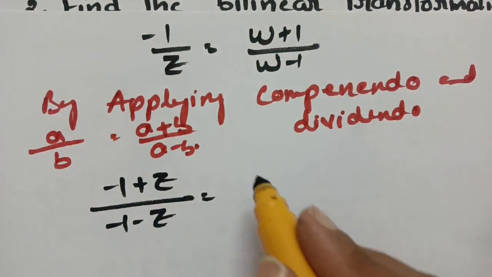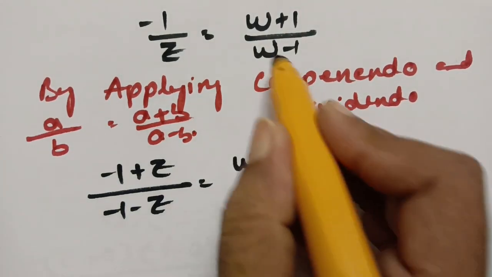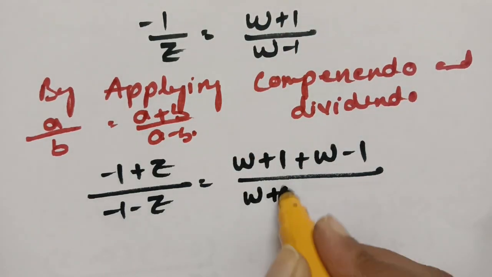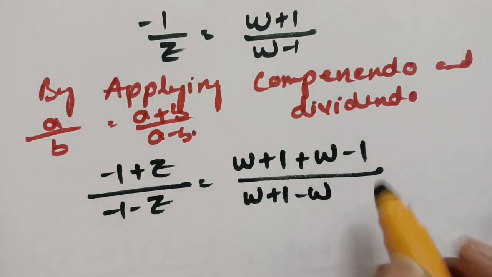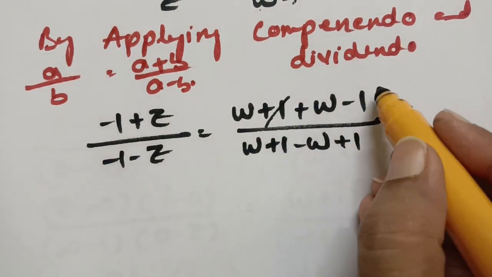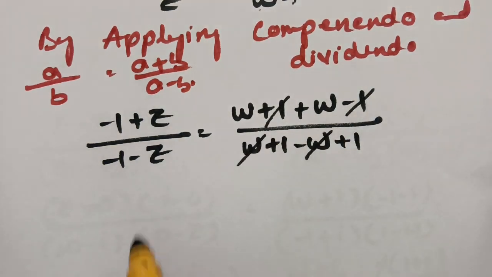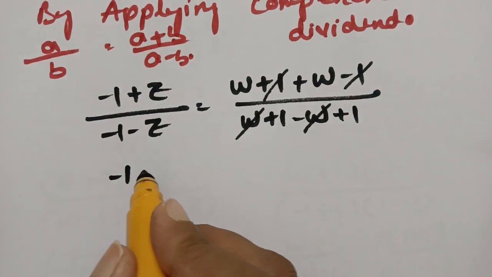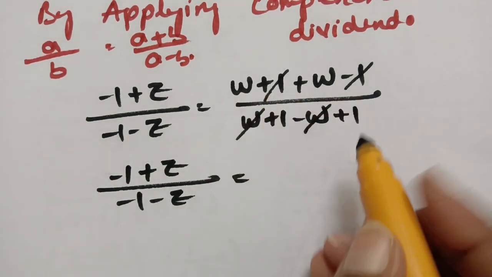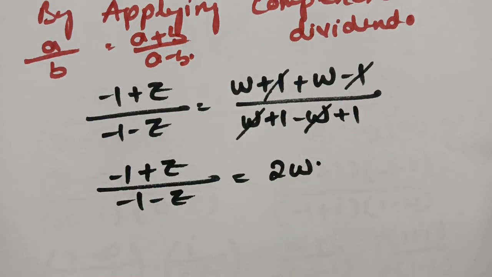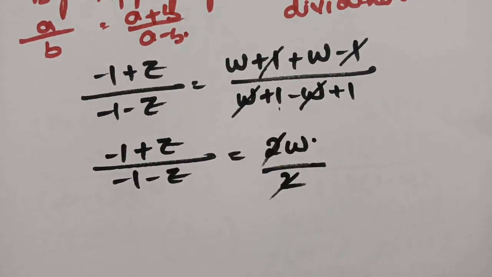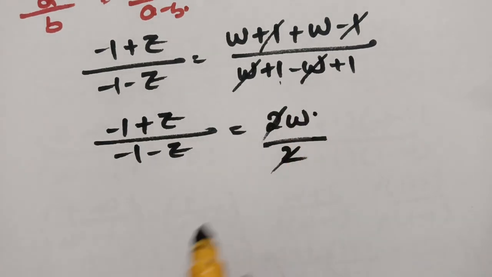So here also the same thing, fraction. This is w plus 1, I'm adding this one, and next one, we have to subtract, so this will be minus w, and this will be minus of minus plus 1. This is plus 1 and minus 1, this is plus w and minus w. See here, this is minus 1 plus z, and this is minus 1 minus z, so this value is 2w. So here 2w by, this is 1 plus 1, the value here is 2. If I cancel this, we get the z value alone.